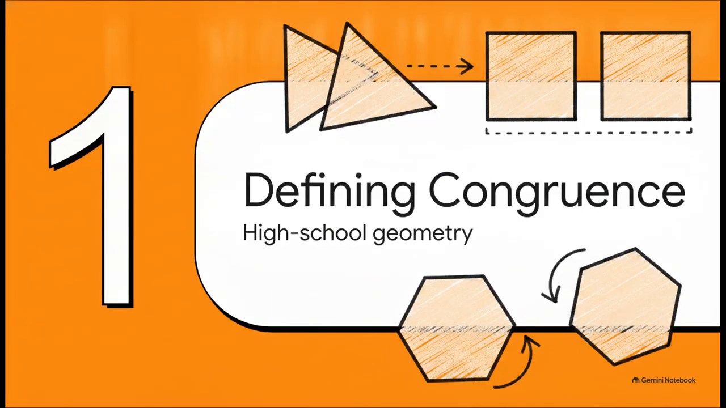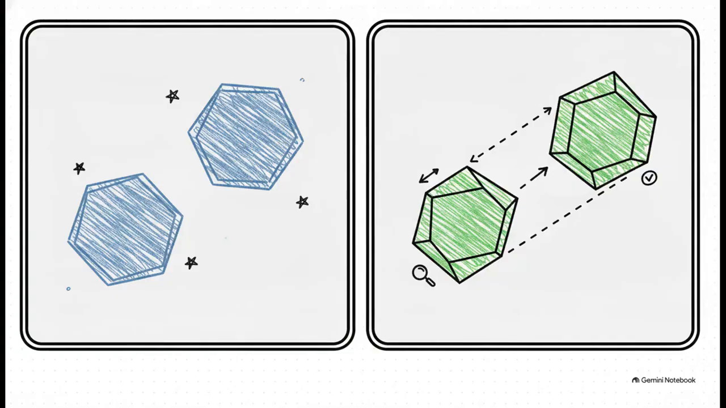Section 1. Objective, defining congruence, transitioning to high school geometry. So, our primary goal today is really about upgrading our understanding. I mean, you've definitely heard the word congruent before, right? But today, we're taking that super familiar idea and subjecting it to a much stricter standard. To see why we even need an upgrade, let's look at this comparison.